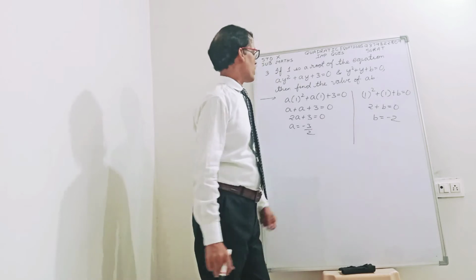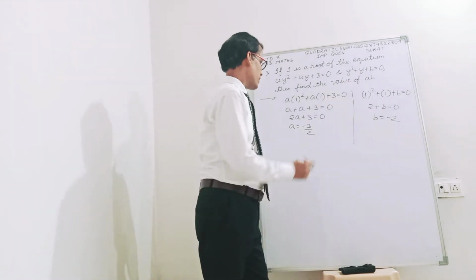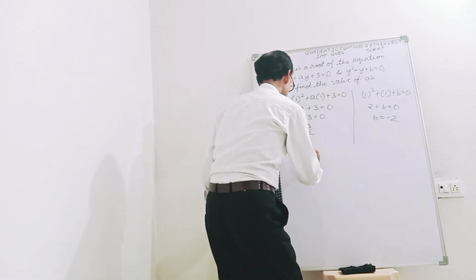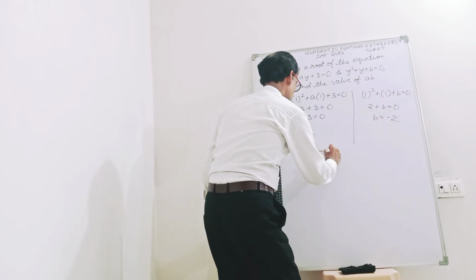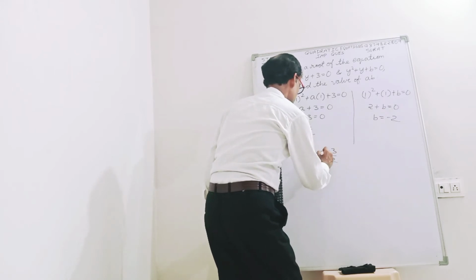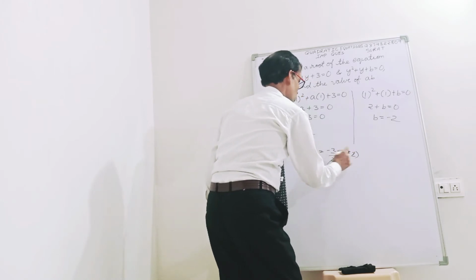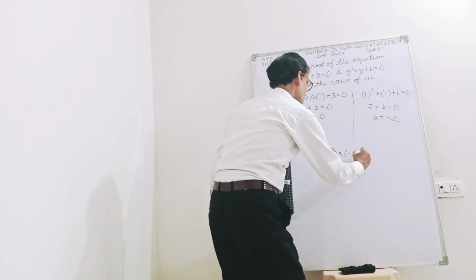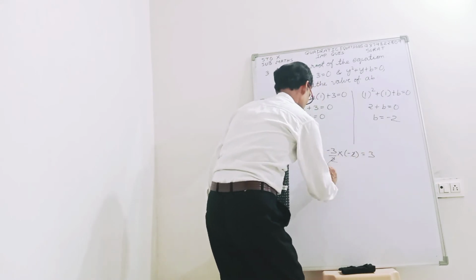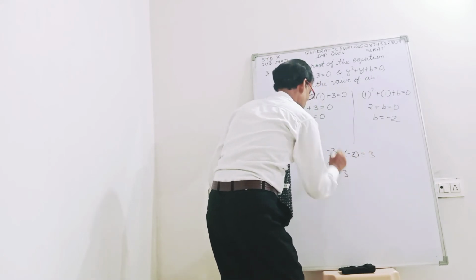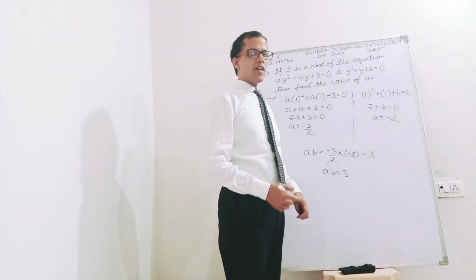And in the question, what do we have to find? We have to find AB. It means the product of A and B. AB is equal to minus 3 by 2 into minus 2. So 2 and 2 cancel, minus minus becomes positive. So AB is equal to 3. So this completes our third question.